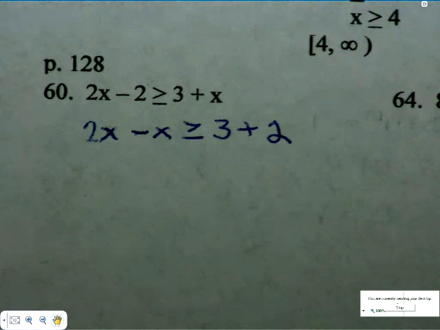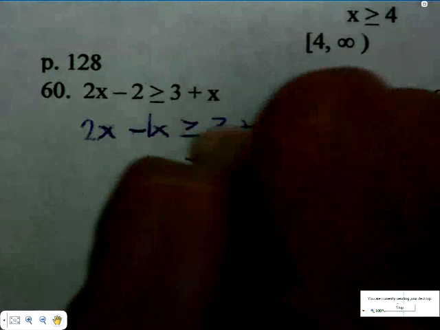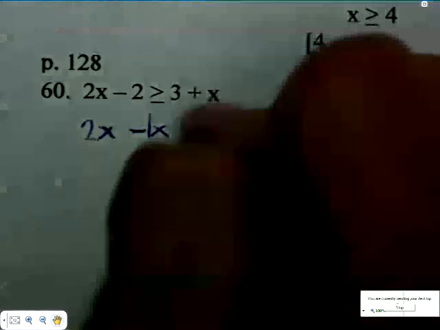Doesn't it seem like 2x, if you take away the x, should just be 2? That's one of those things you have to get over in about the 7th grade. 2x minus 1x is 1x, and of course you don't have to write the 1. X is greater than or equal to 5.